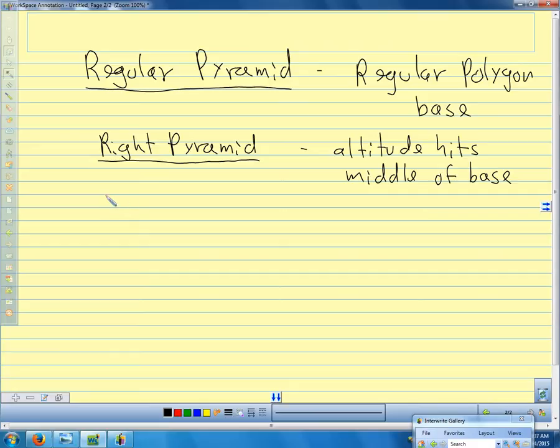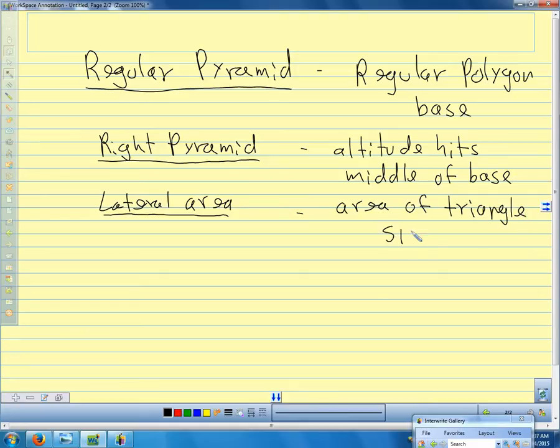And when we talk about the lateral area, that just means the area of just the triangle side, because the base could be a triangle. The lateral area just means the area of the side of our pyramid. All right, questions on our parts and our concepts here?